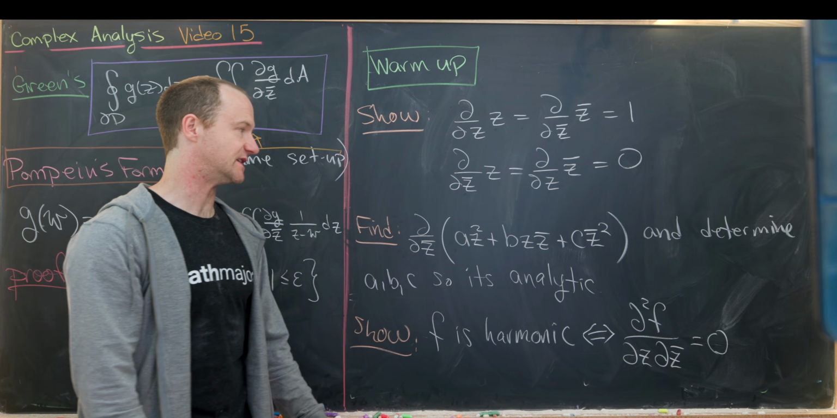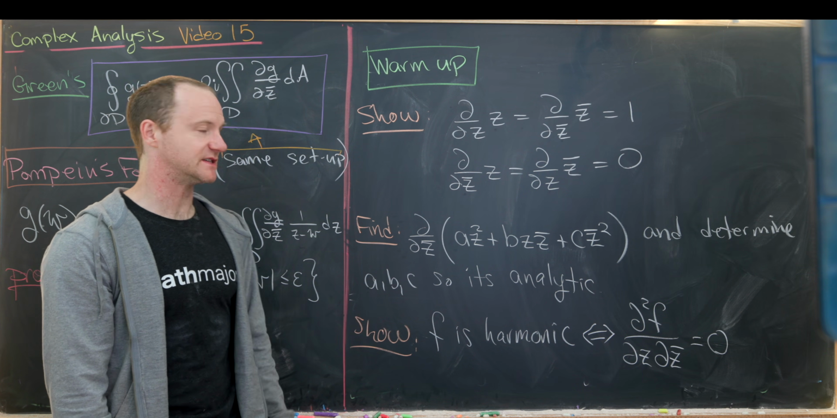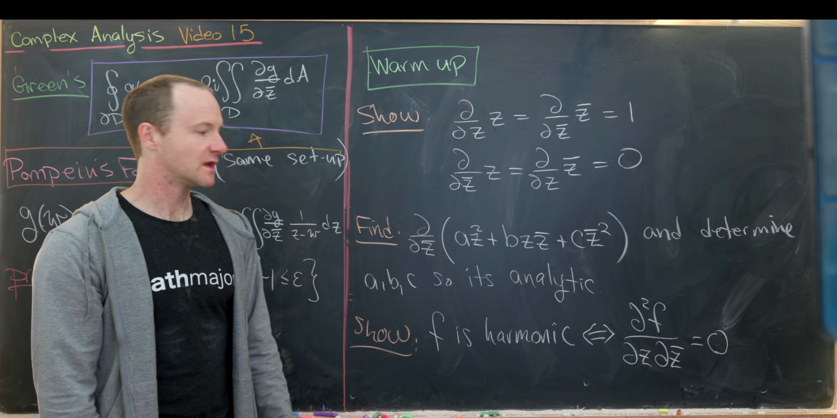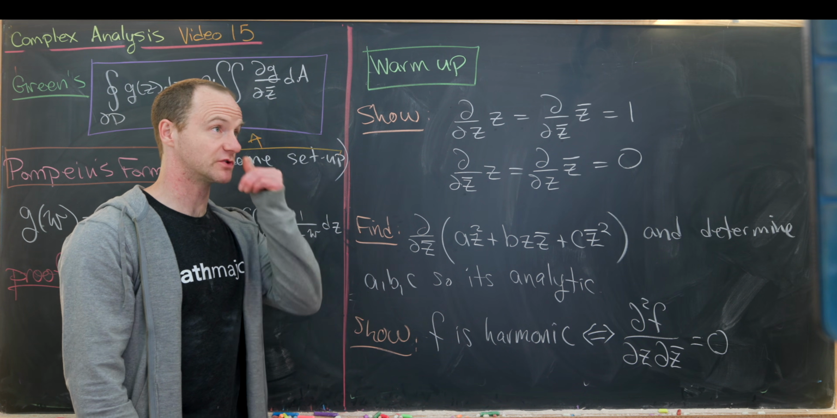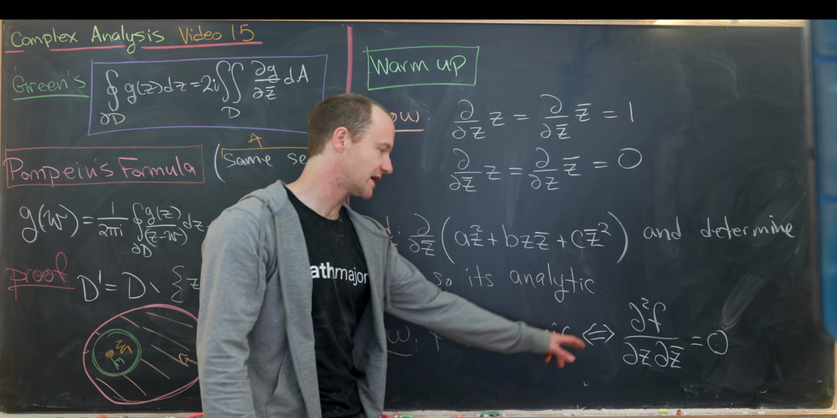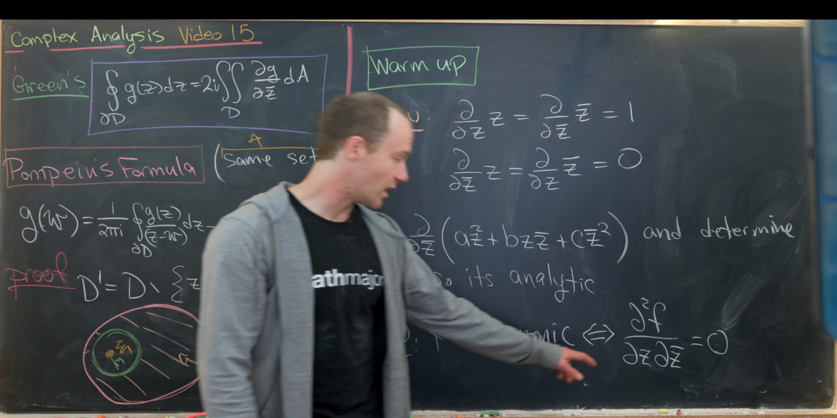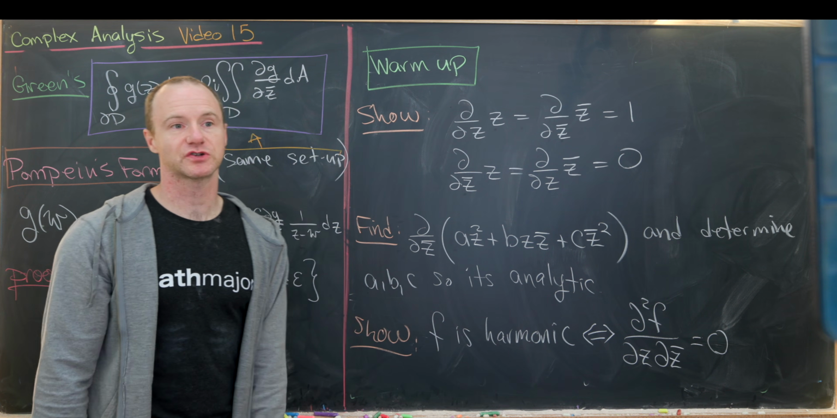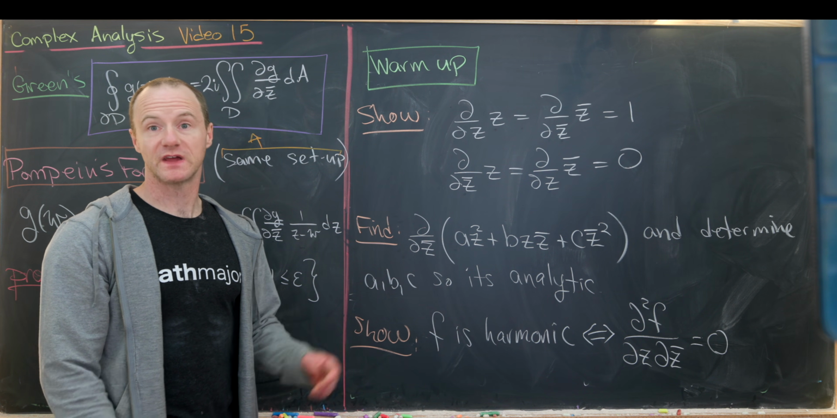Okay, next is to find the partial with respect to z bar of this quadratic polynomial in the variables z and z bar, and then tune the numbers a, b, and c so that this thing is analytic. And then next is a nice classification using these new differential operators of a harmonic function. That is to show that f is harmonic if and only if the second partial of f, one partial with respect to z and one partial with respect to z bar, is equal to 0. Okay, that's a good place to stop.